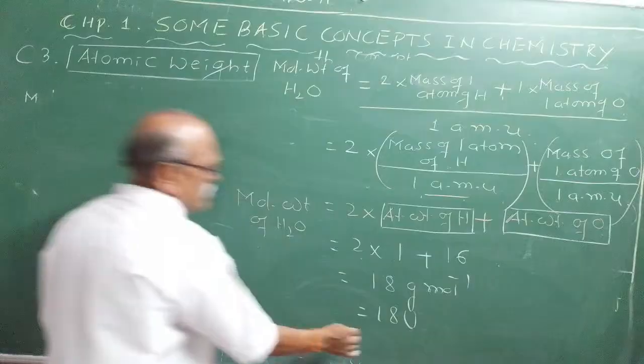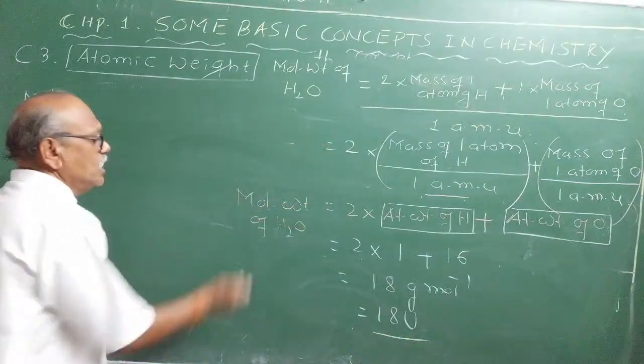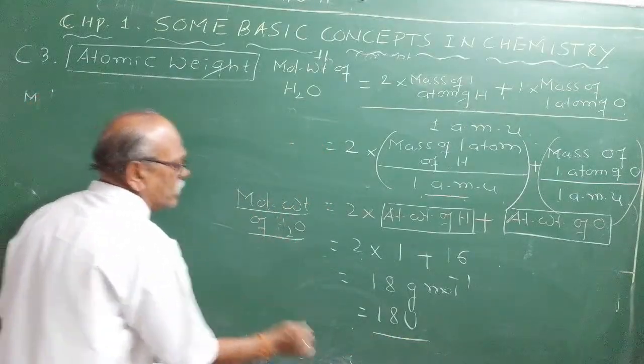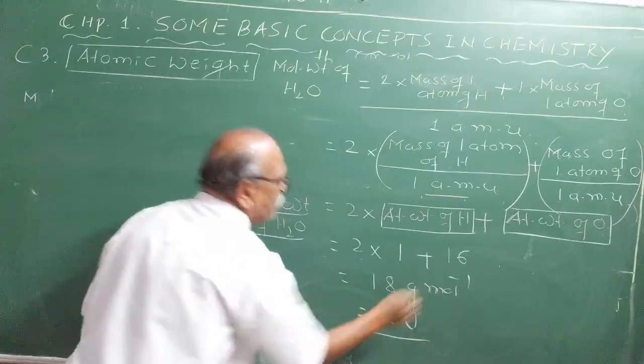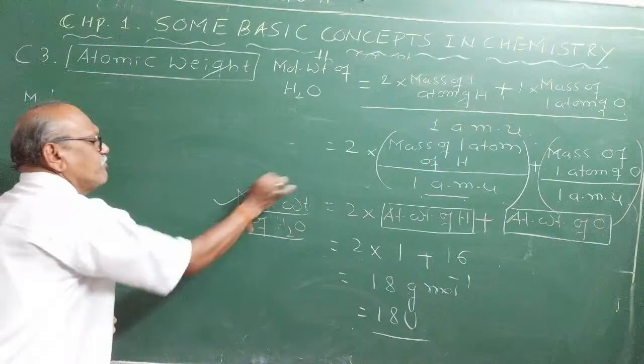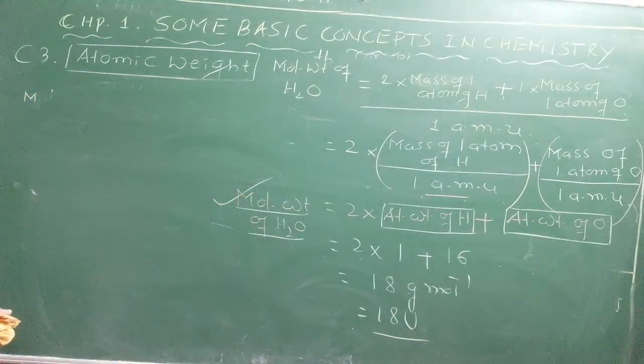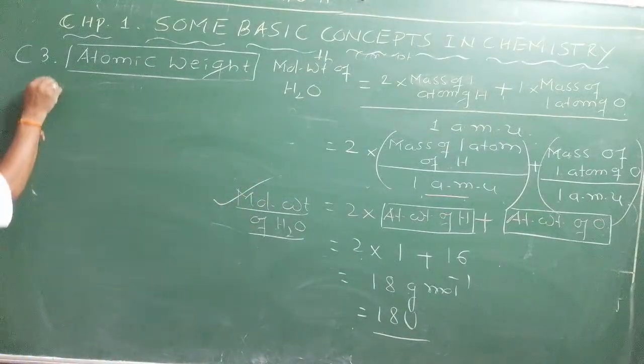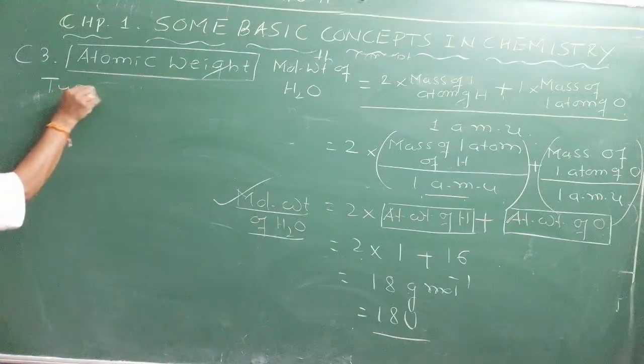Suppose that you are expressing it in unified mass, it is 18 U. Therefore, we take the molecular weight of water as 18 U or 18 gram per mole. Okay, this is the simplest way of calculating molecular weight, right? So you will be asked a second type of question, the type 2 question.